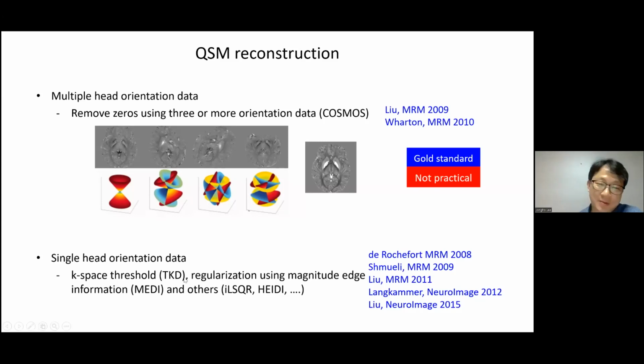On the other hand, as electrical engineers, we all know how to solve this type of ill-conditioned problem by utilizing regularization. So there have been a lot of efforts at fixing this problem with a single orientation. And that's practical, but it always contains some errors, so-called streaking artifacts in the QSM result.